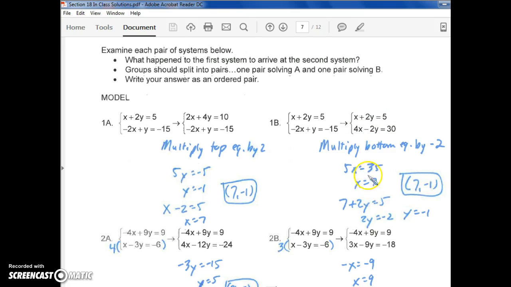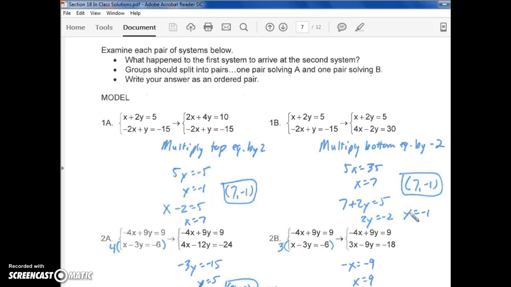I could take that 7 and plug it into any equation that I see to try and find out what y is. I just went ahead and plugged it into the first one because the numbers are relatively small and easy to work with. 7 plus 2y equals 5. Solving for y, we get negative 1. So the answer is the ordered pair 7, negative 1.